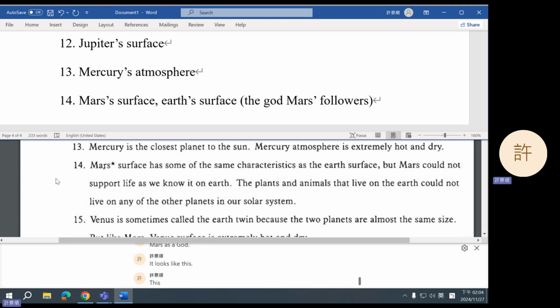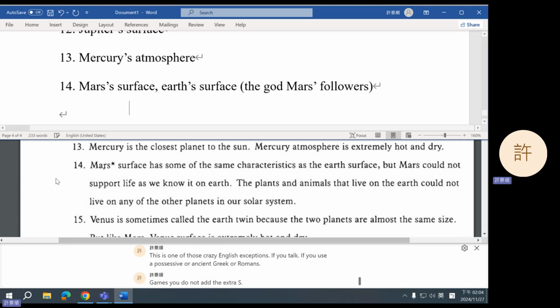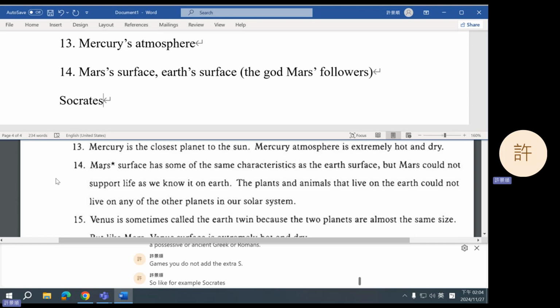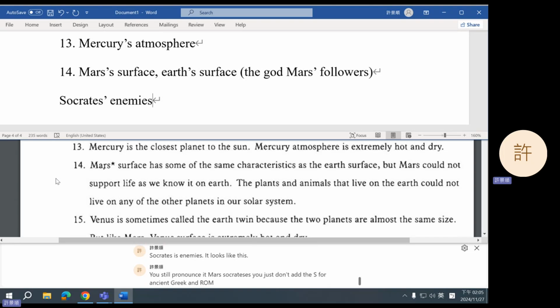This is one of those crazy English exceptions. If you use a possessive for ancient Greek or Roman names, you do not add the extra s. So for example, Socrates' enemies. It looks like this. You still pronounce it Mars's, Socrates's. You just don't add the s for ancient Greek and Roman names.